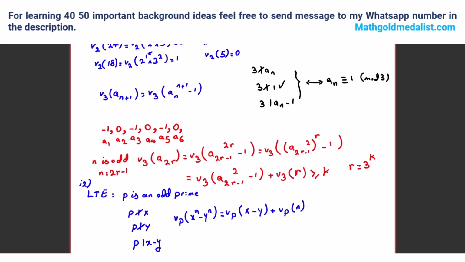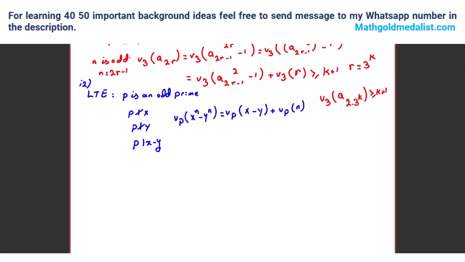It is at least k. v3 of this is at least k. And also we can say k plus 1 because it is also a multiple of 3. So this one is a multiple of 3 to the k, because v3 of that is at least k plus 1. So we proved that v3 of a_2 times 3^k is at least k plus 1. So 3^k divides this. Also you can say v3 of a_2 times 3^k minus 1 is at least k. So for 3 we could prove this problem.